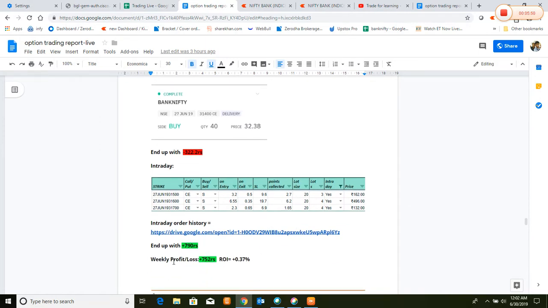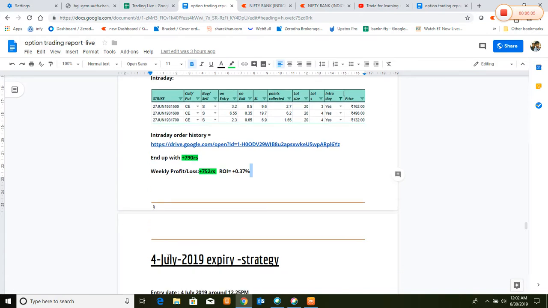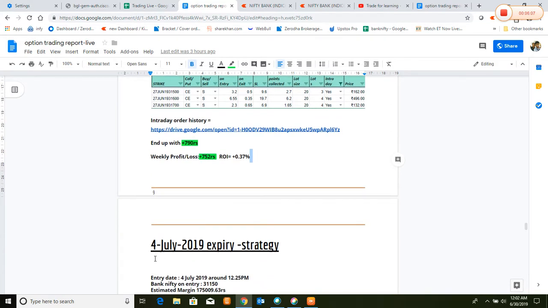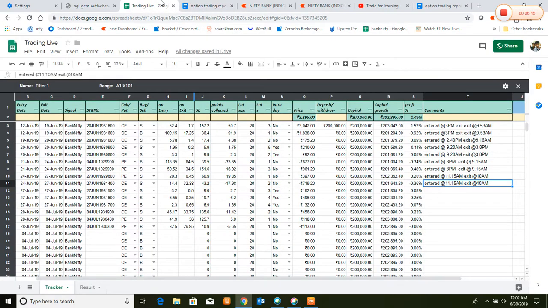So overall for that week, we ended up with a profit of around 752 rupees. It's around an ROE of 0.37% of the target capital of 2 lakh. On 4th July, we entered another strategy that we are going to explain in the next video. So let's go to the track sheet.